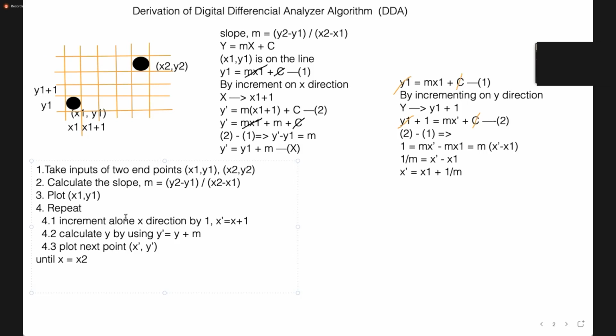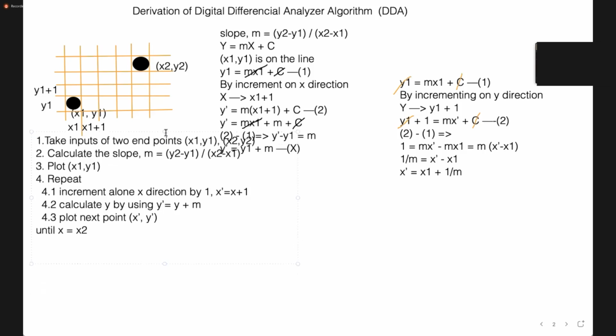Otherwise, we have to increment in the y direction and calculate the x value. Here we increment in the x direction and calculate the y value. So we have to do the other way around in the situation of gradient greater than 1. Here we have to put another condition.